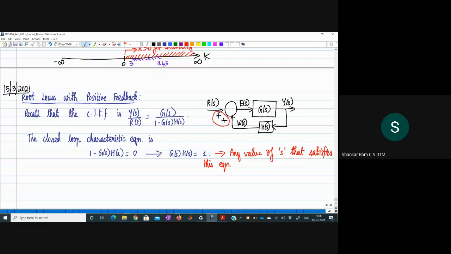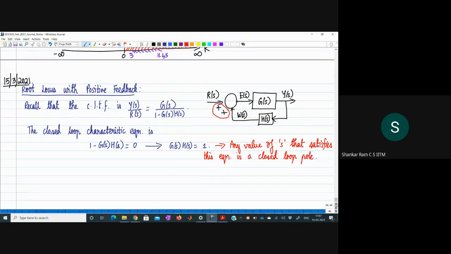So we define this open loop transfer function as W of S by E of S. Okay, so we will keep on encountering that many of the methods that we are going to learn will be based on the open loop transfer function. So it's a useful construct to have. So any value of s that satisfies this equation is a closed loop pole. Okay, so that is the impact of this particular equation.